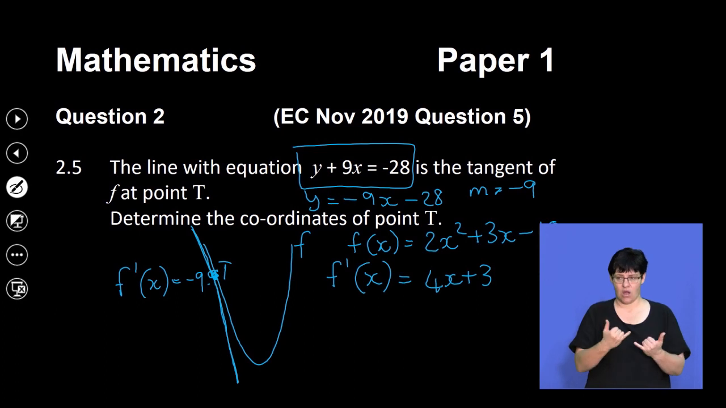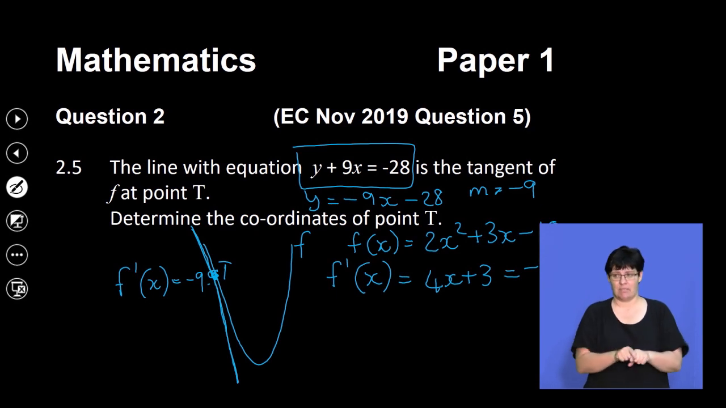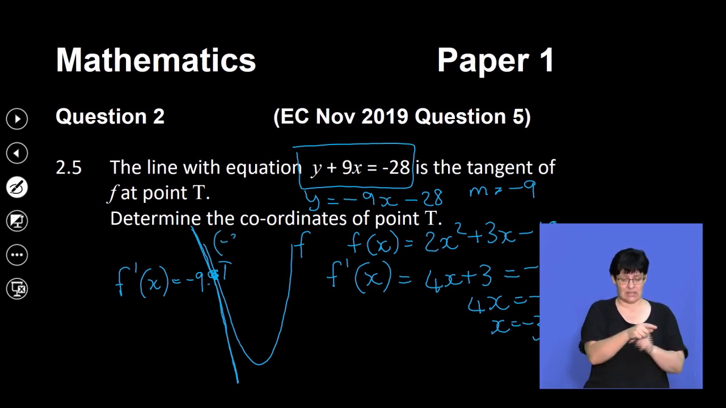And we can now make that equal to negative 9, because the gradient of f will also be equal to negative 9 at point t. And we can solve for x. So we have 4x is equal to negative 12, which means that x is equal to negative 3. Okay, so we have the x-coordinate of this point is minus 3.